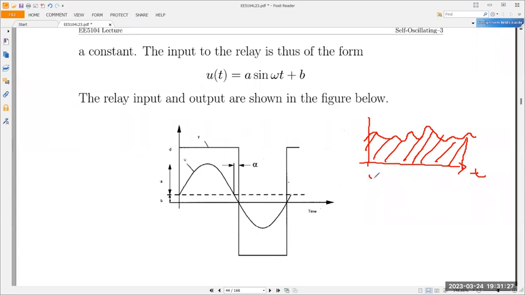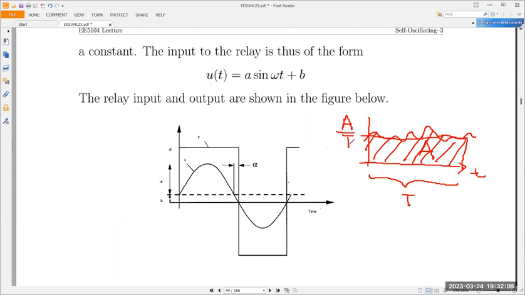Then if from here to here is T, and this area is A, then you will get this value here as A divided by T. Are you all with me? Correct or not? That is how you get the DC value of a general signal, any signal, doesn't matter. You basically take the area under the curve divided by the duration, and that's the value.